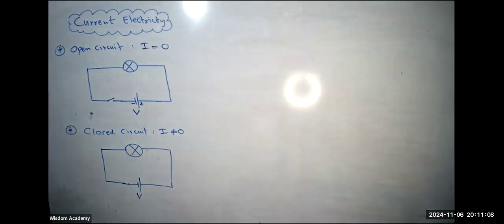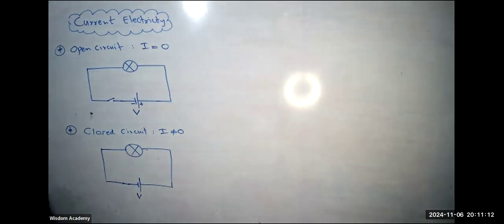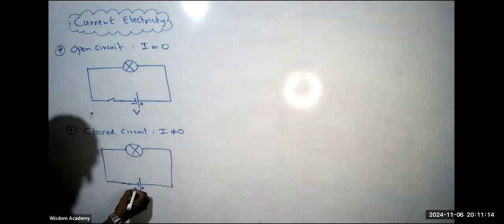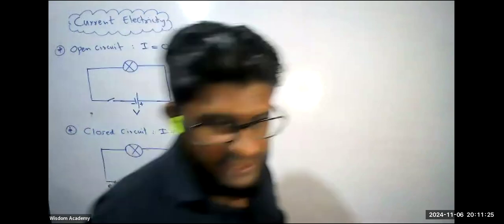What happens in such a closed circuit? From the negative terminal of the potential difference, electrons will be flowing out. We said that electric charges are there.